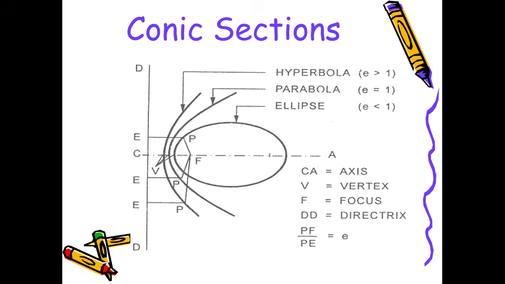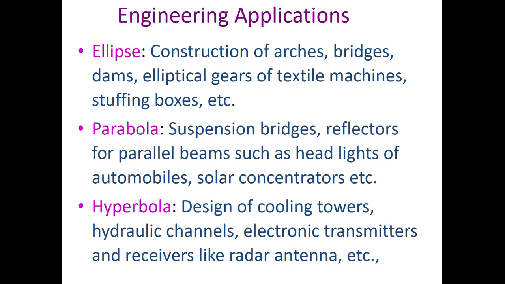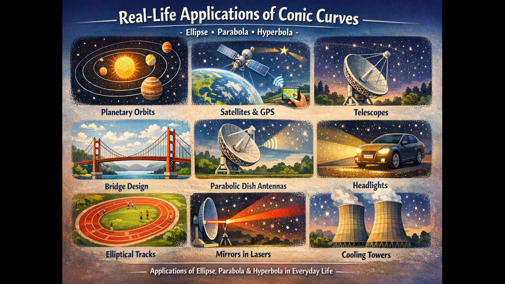Let us connect theory to real engineering practice. An ellipse is used in arches, bridges, dams, and elliptical gears. A parabola is used in suspension bridges, headlights, and solar concentrators because it reflects parallel rays efficiently. A hyperbola is used in cooling towers, hydraulic channels, and radar antennas. Conic sections are structural, optical, and aerodynamic solutions in engineering.